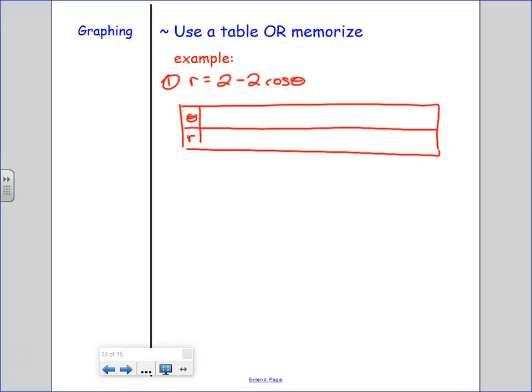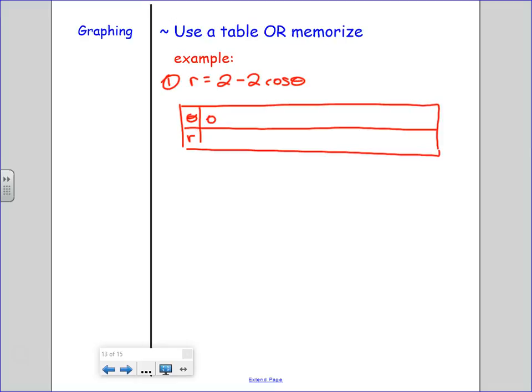Now, be strategic. You don't want to kill yourselves and have to keep going to your calculator for decimals if you don't have to. So 0 is great, because cosine of 0 is 1. That's going to be a nice number. Okay, how about pi over 6? Cosine of pi over 6 is root 3 over 2. Do I have to? I mean, you could. Pi over 3.